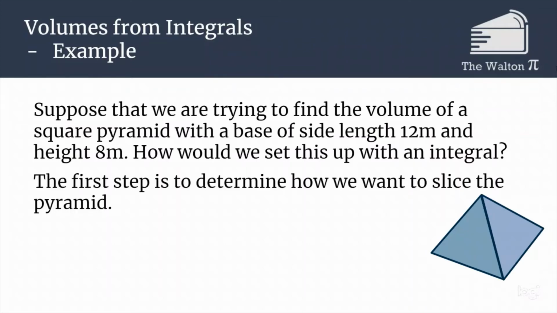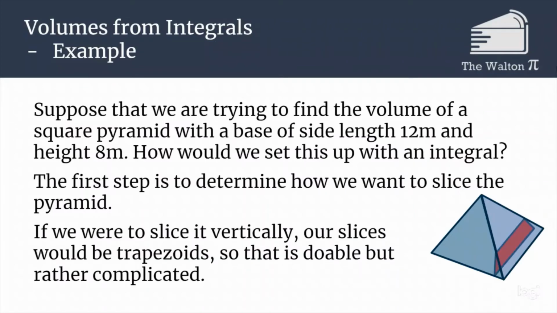So the first step is we have to figure out how we want to slice the pyramid. If we were to slice it vertically, our slices are going to be trapezoids. So it's doable to find the area of a trapezoid. It's 1/2 base 1 times base 2 times the height. That would be the area of a trapezoid, but that's a slightly complicated one. So if there's an easier slicing method, we're probably going to want to do that one instead.